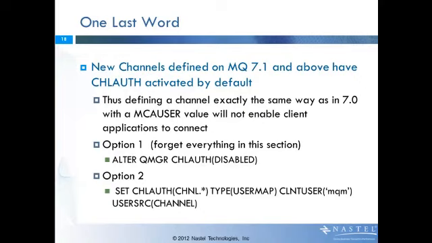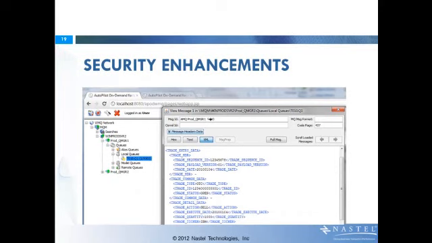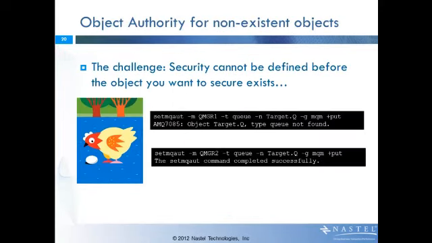Okay, let's talk about a couple of the other security enhancements. The first one was object authority for non-existent objects. The challenge here was pretty simple: you have security requirements that say we need to set up security, but you couldn't set them up until the object was defined. And of course, once you defined the object, until you set up security, anyone could access it. So you wanted to be able to lock it down, but you couldn't because you hadn't defined it yet.